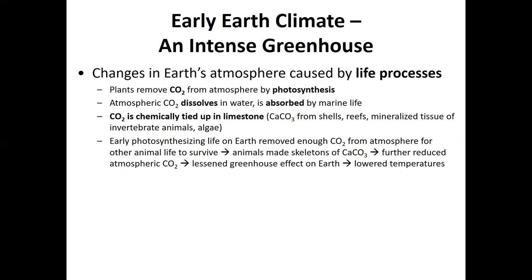So early photosynthesizing life on Earth removed enough CO2 from the atmosphere for other animal life to begin to survive. Whenever they undergo photosynthesis, they absorb CO2 and give off oxygen. And that oxygen allowed for animals to evolve. And then those animals made exoskeletons out of calcium carbonate, which further reduced the amount of carbon dioxide, which lessened the greenhouse effect on Earth and led to the lowering of temperatures.